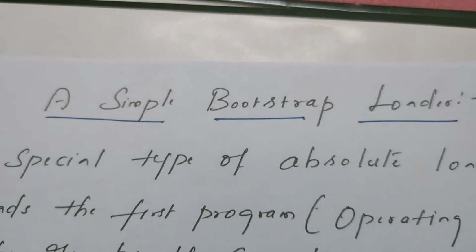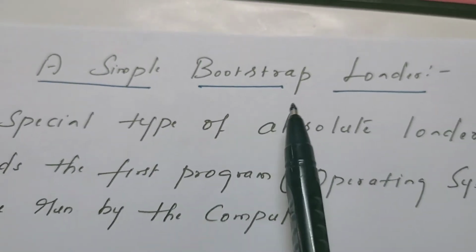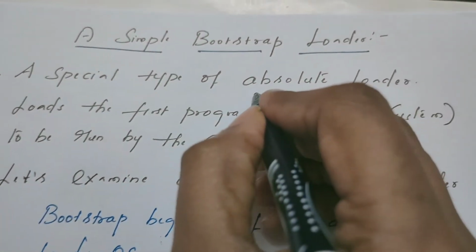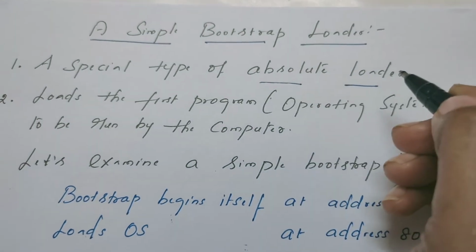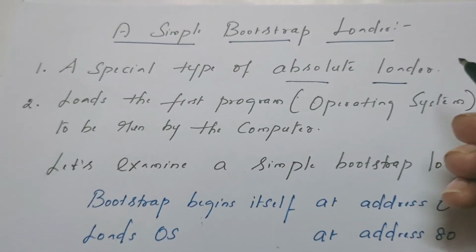Today in this video, we are going to discuss a simple bootstrap loader. So what is a bootstrap loader? It is a special type of absolute loader. We know what an absolute loader is. It just loads a program into the memory whenever it is required for execution.